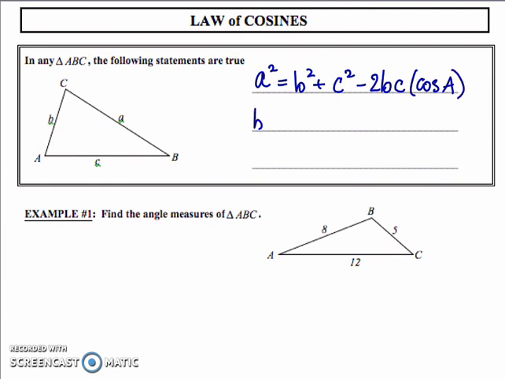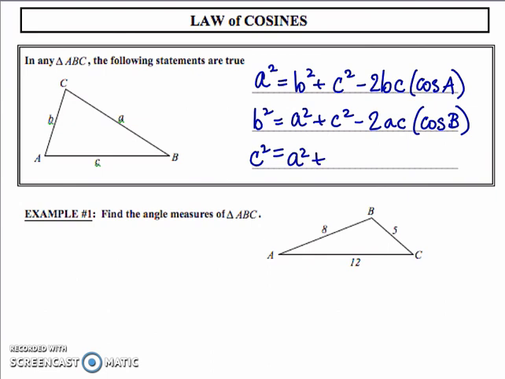Or we could write it in terms of side b. b squared is equal to a squared plus c squared minus 2ac cosine B. Or finally, we could write it in terms of c squared. c squared equals a squared plus b squared minus 2ab cosine C.